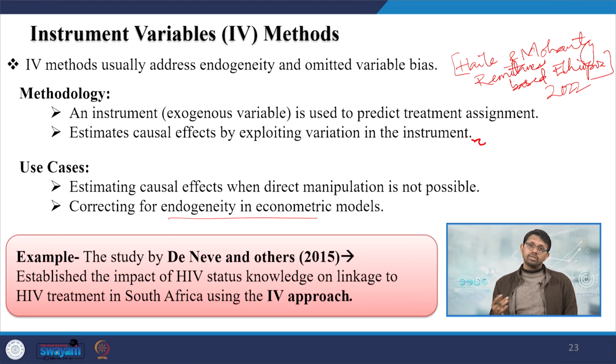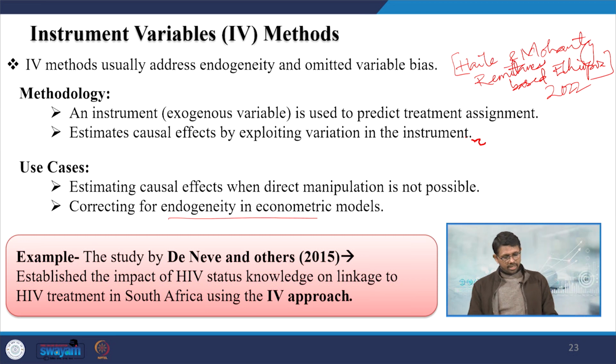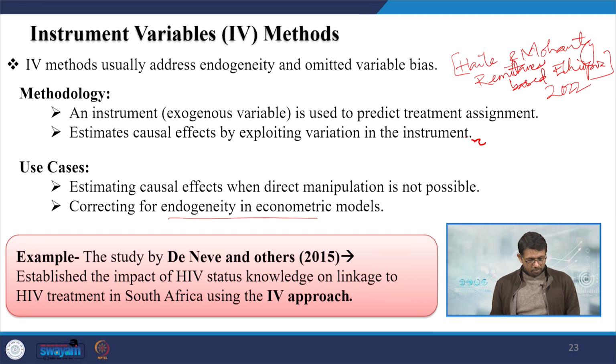We discuss tests of how to check whether there is endogeneity or not. You can refer to our paper as well. Even the study by Dean and others, 2015, established the impact of HIV status knowledge on linkage to HIV treatment in South Africa using the IV approach.